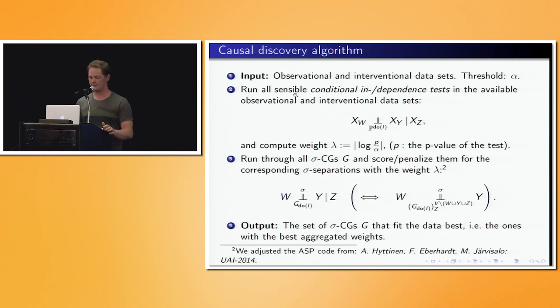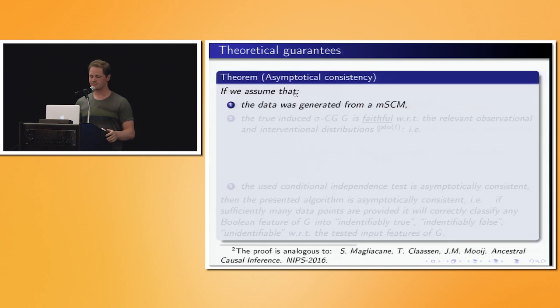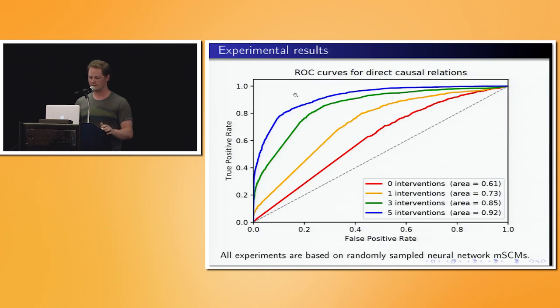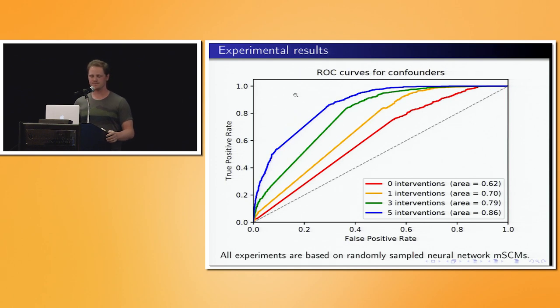And we use the code from the paper listed below. We just adjusted it, using simple rules for sigma separation and the theorem we provided. So we also have some guarantees, namely asymptotic consistency. Mainly, if we make an additional assumption, then this algorithm will find the correct features of the graph. And we have some results here on toy examples where we randomly sample neural networks. They're nonlinear, and graphs, and then we try to reconstruct this. You see the red one is observational data only. And if you have more and more interventions, we get better and better results, of course. This is in alignment with the consistency we had before. And also we find confounders, and it gets better the more interventional data you provide.